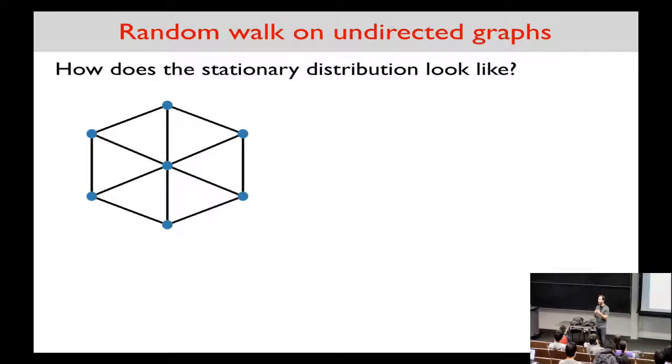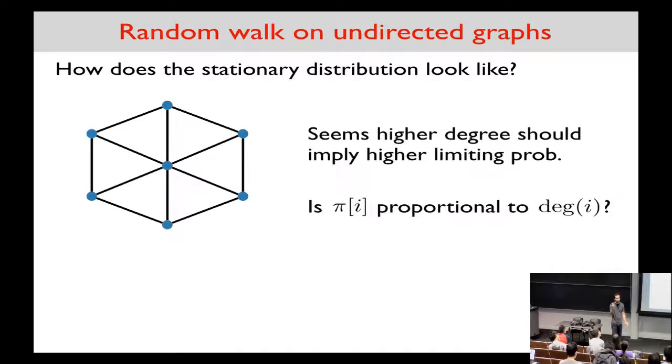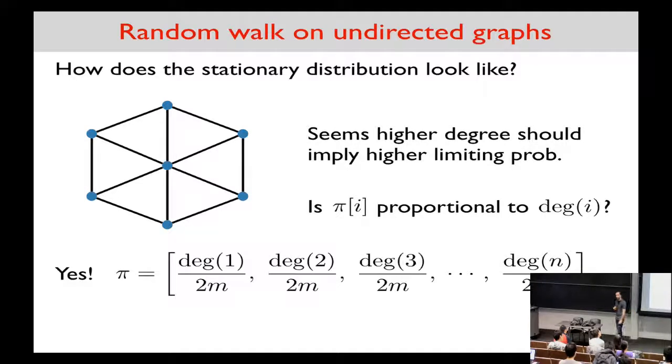Yes, another way to say that is it has the highest degree, right? Your intuition tells you that the stationary probability of a vertex should be somewhat proportional, in some sense, to its degree. And that turns out to be actually true. Is pi proportional to degree i? Yes, it is. You can show that the stationary distribution is exactly the following.